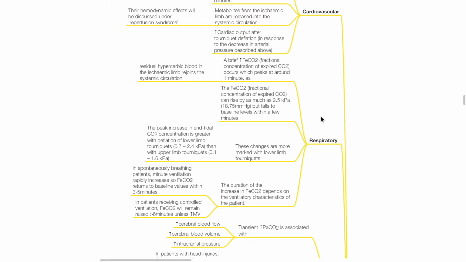In spontaneously breathing patients, minute ventilation increases rapidly, so FeCO2 returns to baseline values within 3 to 5 minutes. In patients receiving controlled ventilation, FeCO2 will remain raised up to more than 6 minutes unless there is an increase in minute ventilation.